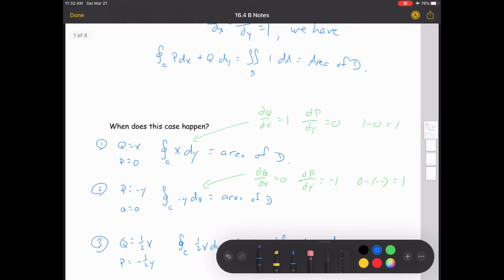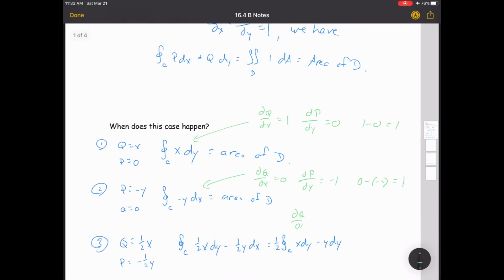And again, in green here, I'll show you that this works out. So dq dx, the derivative of q with respect to x is 1. dp dy is negative 1, so you get 1 minus negative 1, which of course is 2, but then don't forget to multiply it by that half out in the front, and you end up with 1. So that also is going to work. Now again, this could be any combination.